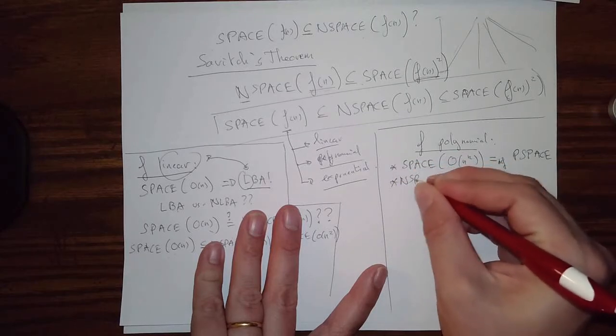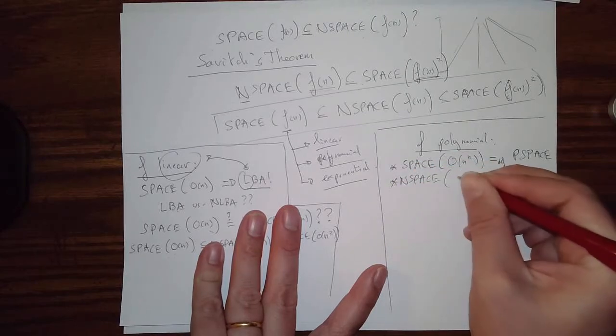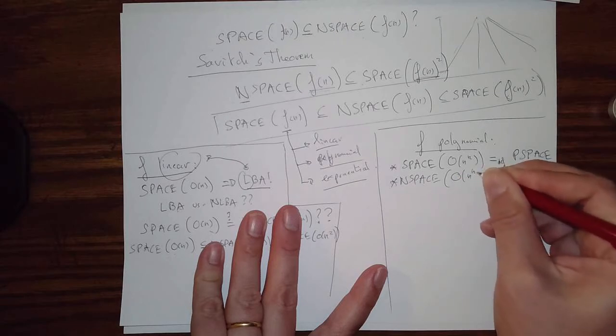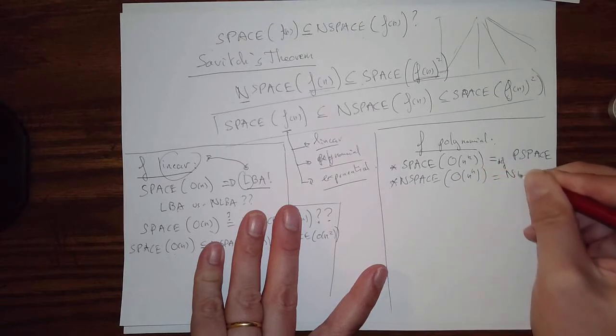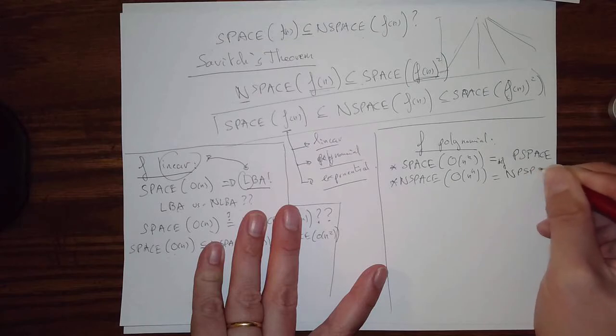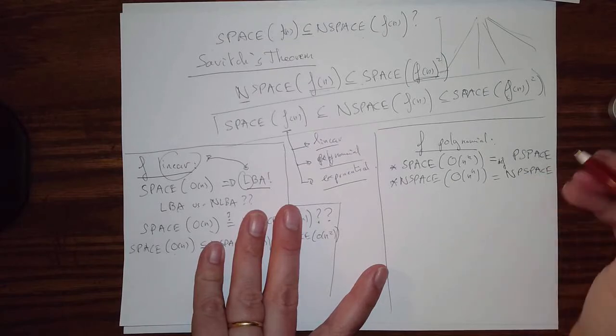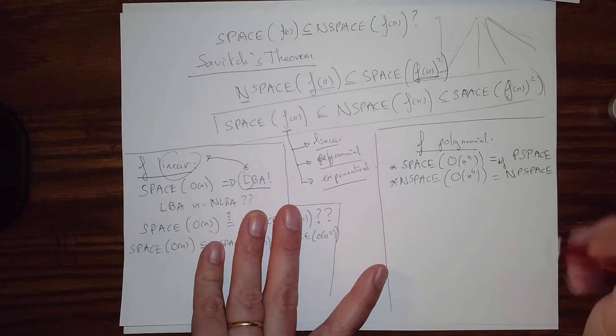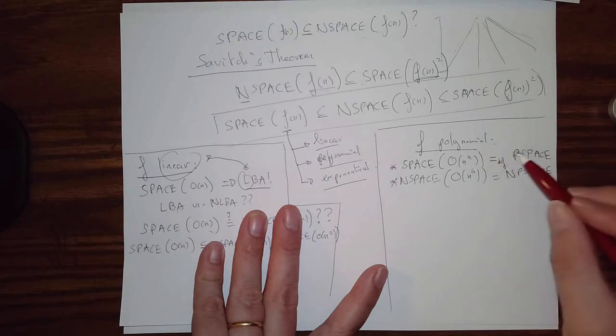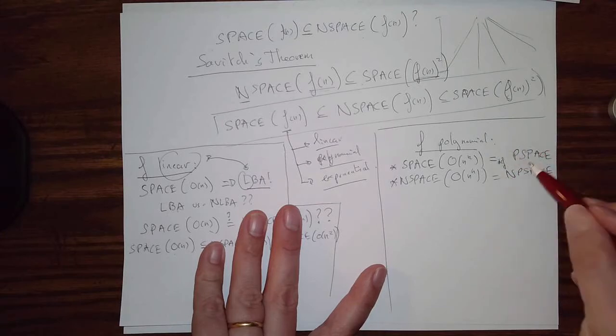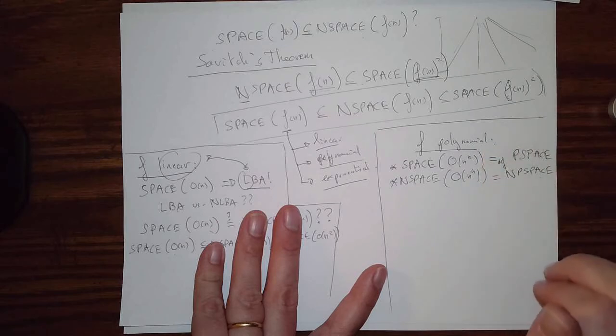And NSPACE of O of n^k is called NPSPACE. And so this is, of course, the space equivalent of NP in time, right? So instead of saying P time, we just say P. Instead of saying NP time, we just say NP. But for space, we put the complete denomination, PSPACE, NPSPACE, to make sure there's no confusion.